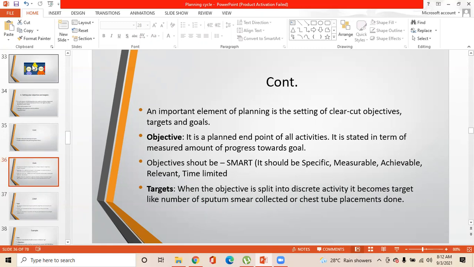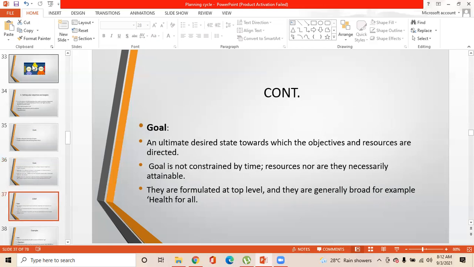What is a target? When the objective is split into discrete activities, they become targets, like the number of sputum smears collected or chest tube placements done. Goal is an ultimate desired state towards which the objectives and resources are directed. Goals are not constrained by time or resources, nor are they necessarily attainable. They are formulated at top level and are generally broad, for example, health for all.